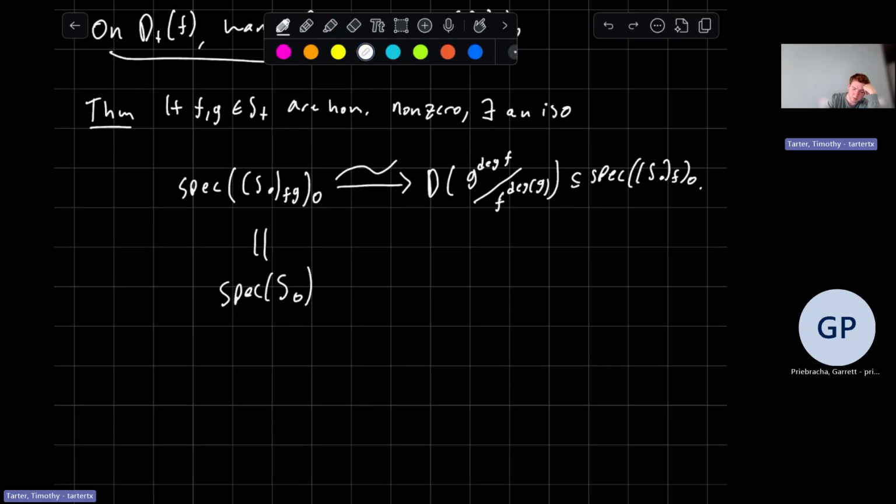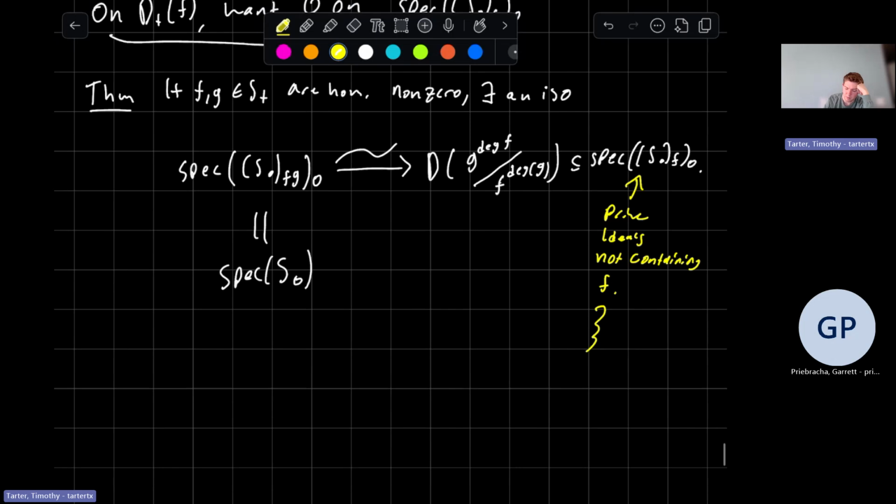So this is on the right. This is prime ideals not containing F, or corresponding to vanishing or not vanishing on the vanishing of F.